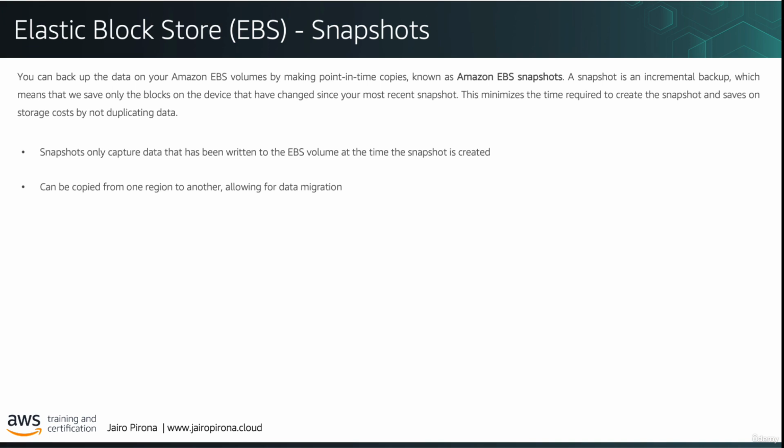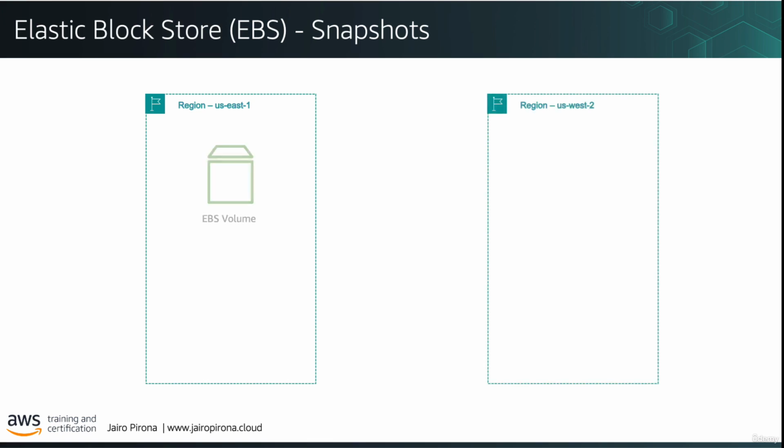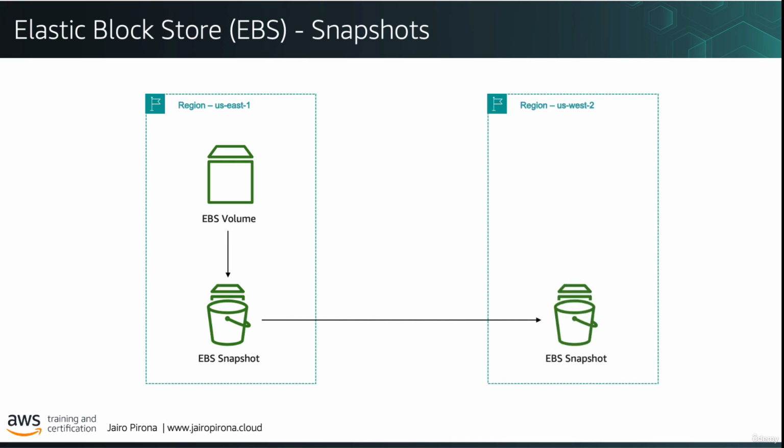Let's look at a use case for this. Suppose we have an EBS volume in the US East region and we want to create a copy of this volume in another region, the West region. EBS volumes cannot be copied from one region to another. Instead, we can create a snapshot of the EBS volume in this same region, then copy it to another region, and then restore the snapshot again as an EBS volume. Snapshots can then be copied from one region to another, allowing EBS volumes to be moved to different regions.